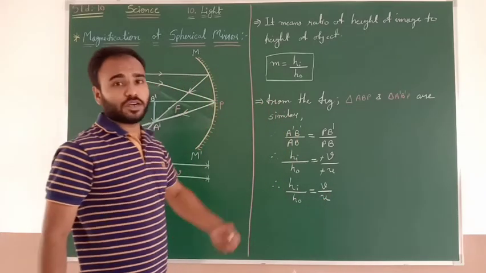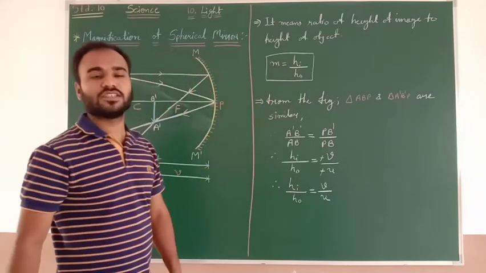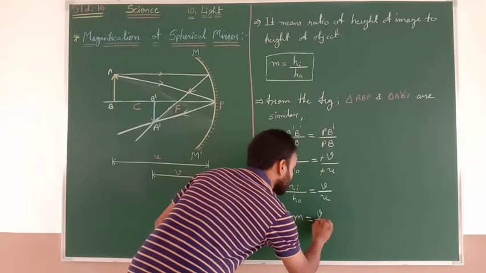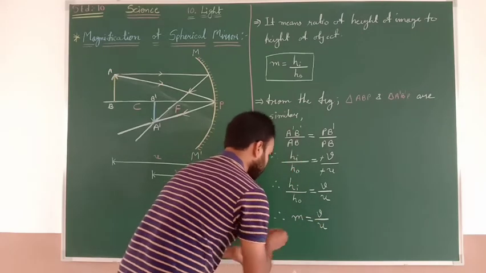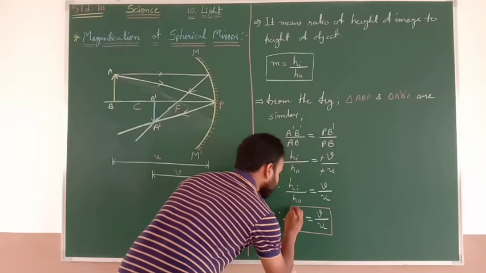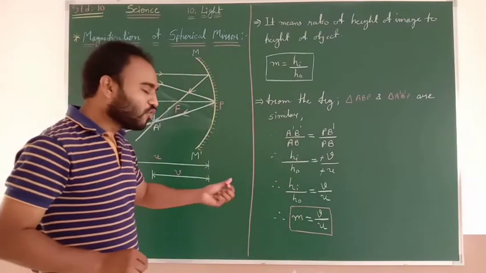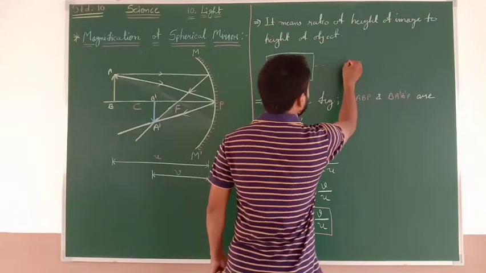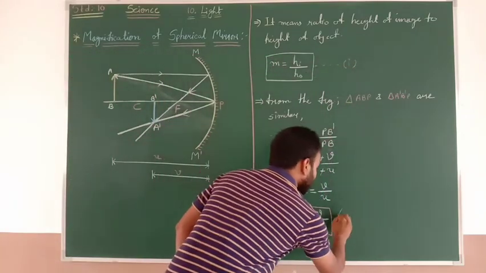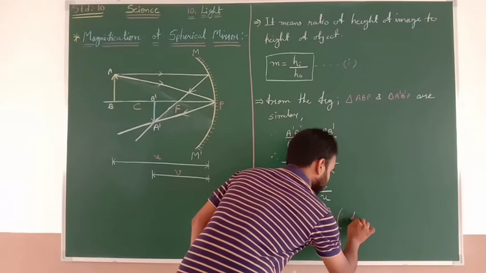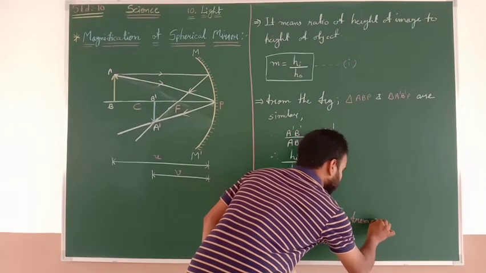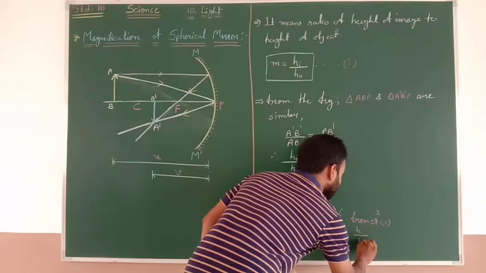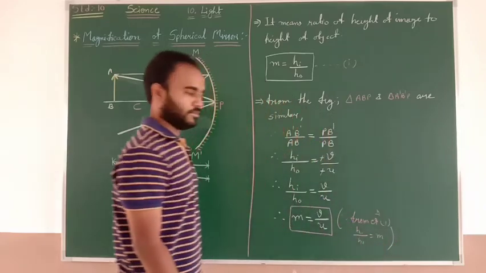Now from the above formula, HI upon HO is equal to M. So M is equal to V by U. This will be the different formula. Now one thing remains to mention. Here I am giving equation 1. So here we'll write that from equation 1, HI upon HO is equal to M.